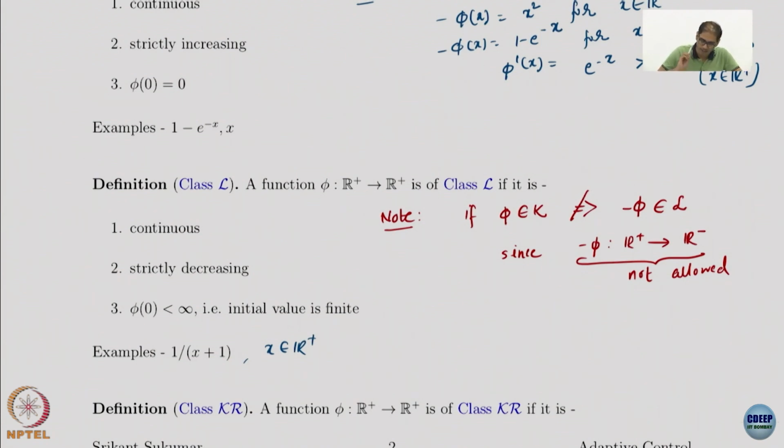One of the things that we need to note is that if a function is class K, then it does not mean that the negative is class L. I hope this is obvious, because as soon as I take a negative, my image lies in R minus, which in itself is not allowed. So as a definition it is not allowed. The negative of a class K function is not a class L function. So negative valued functions we do not use.